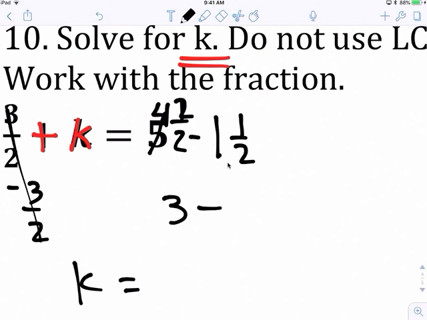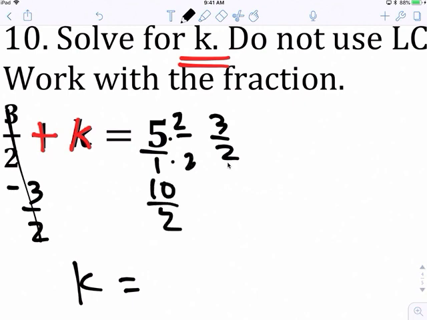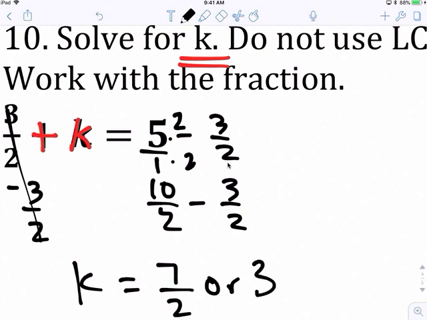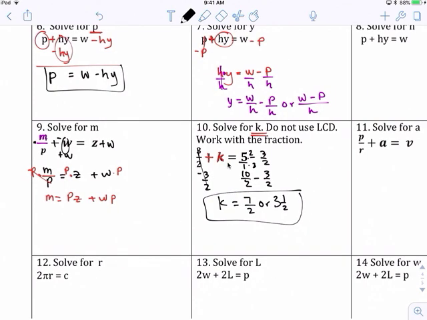You get 3 1/2. So K is equal to 3 1/2, right? Another way to do this, if you have minus 3 over 2, is the least common denominator here is 2, so 2 times 2. You get 10 over 2 minus the 3 over 2. You get 7/2, or 3 1/2. Both the same answer, right? Okay.